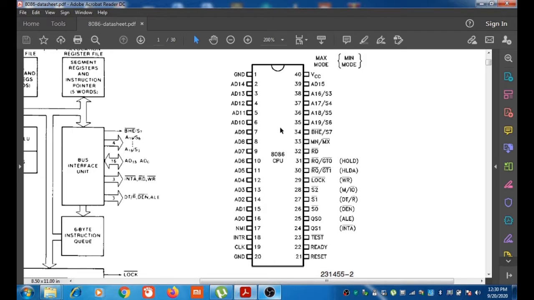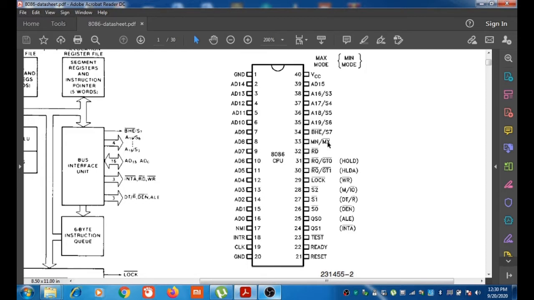Then pin number 33. You can see here maximum mode and minimum mode. So this 8086 can be operated in two modes, minimum mode or maximum mode. When this pin number 33 is logic high, it will be operating in minimum mode, and if it is 0, it will be operating in maximum mode.